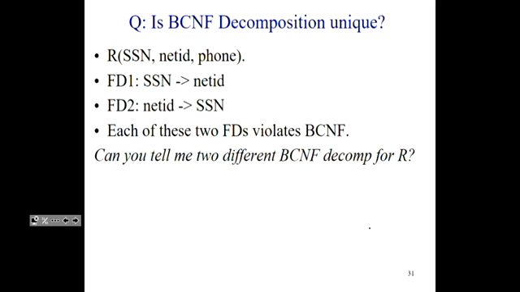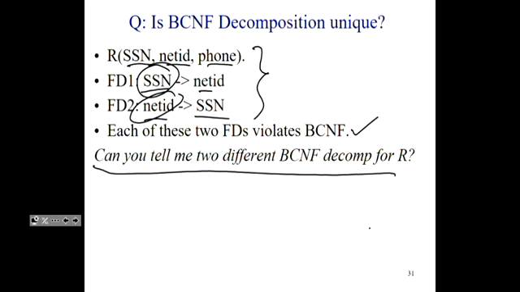So another question that you might have is, is this BCNF decomposition unique? As it turns out, it is not. There are multiple decompositions that you can arrive at by applying the algorithm on the previous slide. So let's say you have a relation R with SSN, net ID, and phone. Your first functional dependency is SSN implies net ID, and net ID implies SSN is your second functional dependency. Each of these two functional dependencies violates BCNF because SSN is not a superkey, nor is net ID a superkey. Okay? So, can you tell me two different BCNF decompositions for R?